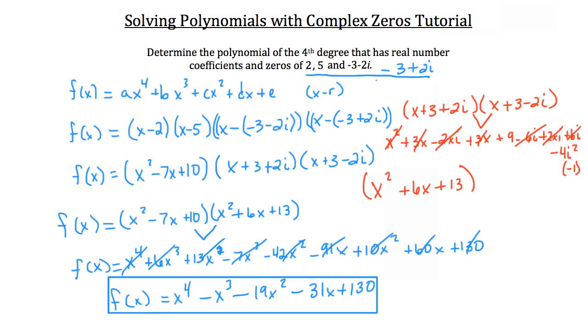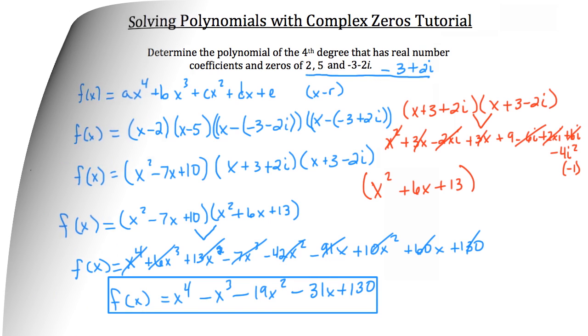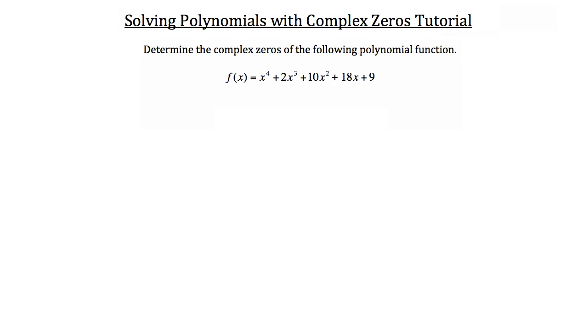Now let's take a look at one more example problem. Determine the complex zeros of the following polynomial function. So we've been given a fourth degree polynomial here, but we haven't been given any roots to help us get started. So to get started, I'm going to take all the factors of our constant term 9, and I'm going to put them over the factors of the coefficient before our highest variable, which in this case is going to be the invisible 1 here before x to the fourth.